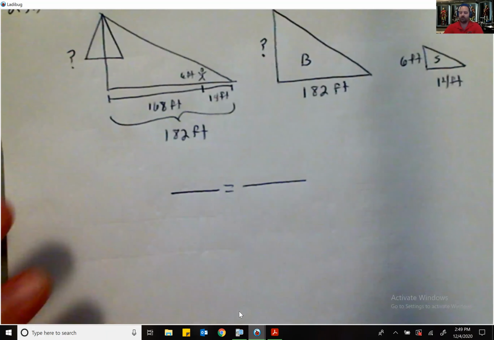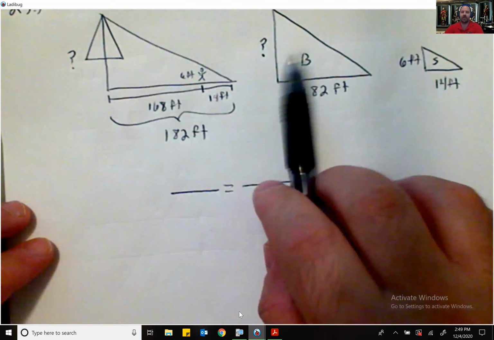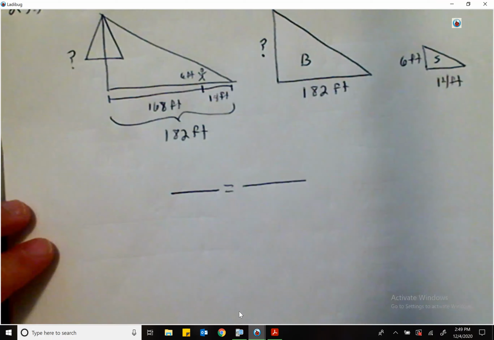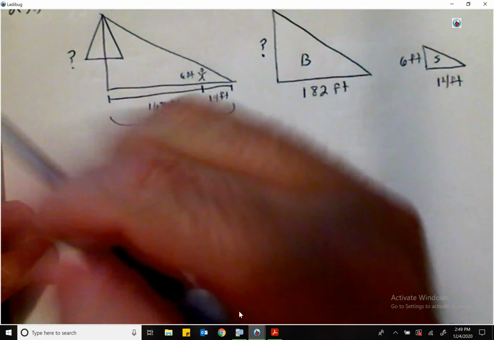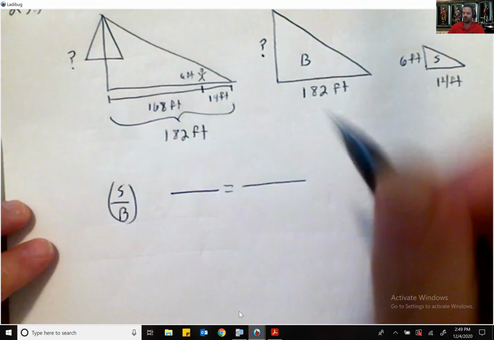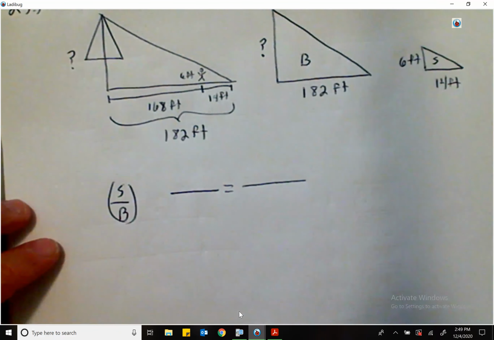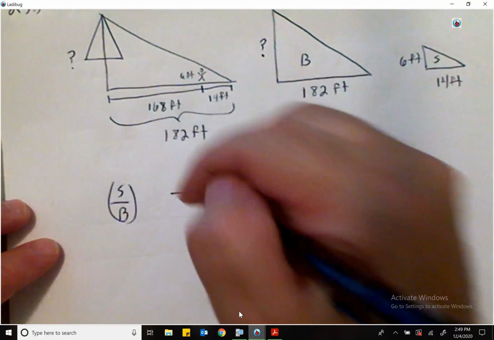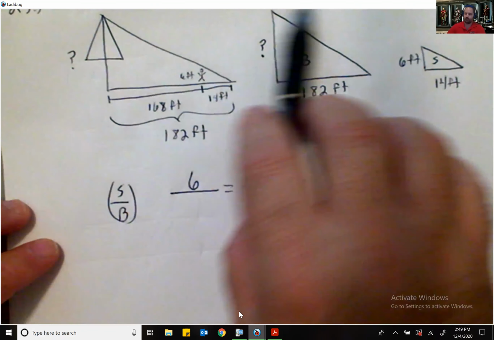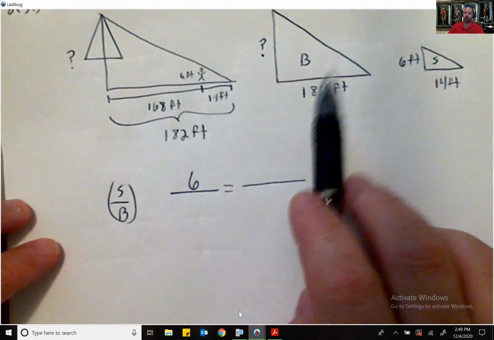So Blondie, do you like to go from big to small or small to big? How do you like to set things up? Small to big. So that's how this is going to be set up. Give me a number on the small one. 6. And who does that compare to on the large one? 182. No, the X. 6 does not go to the 182.